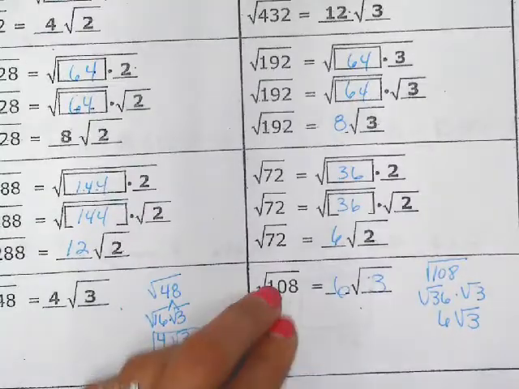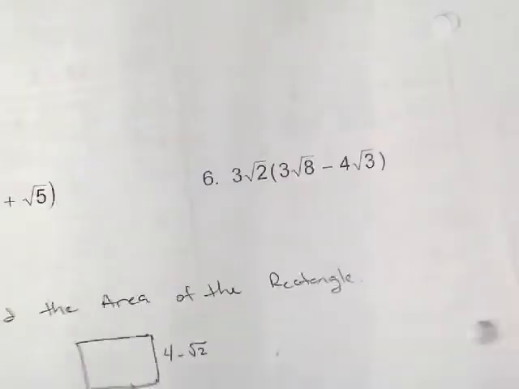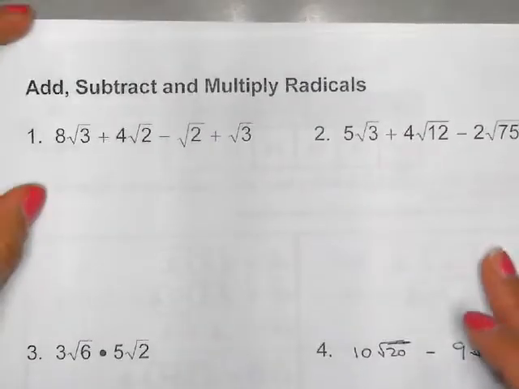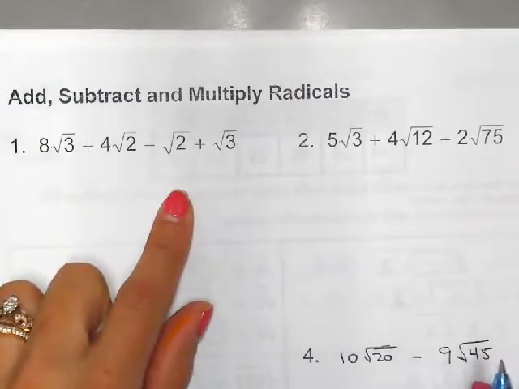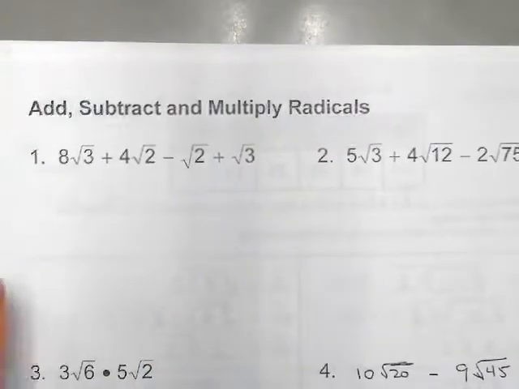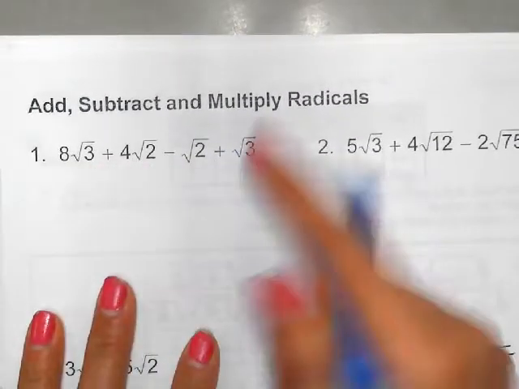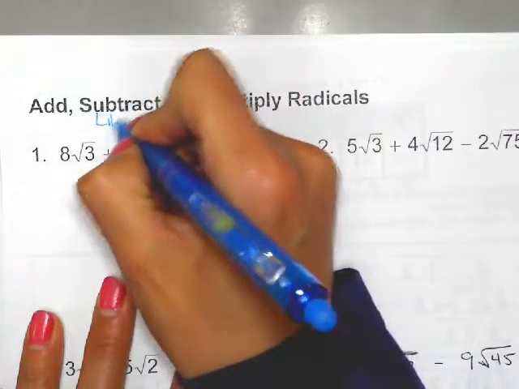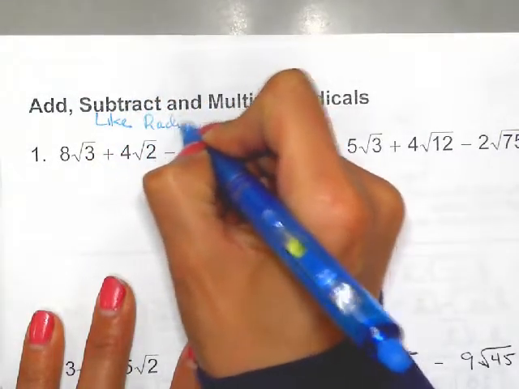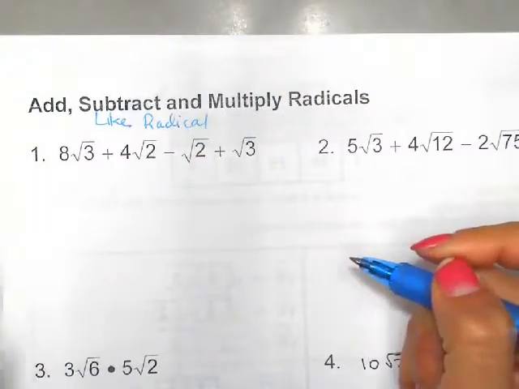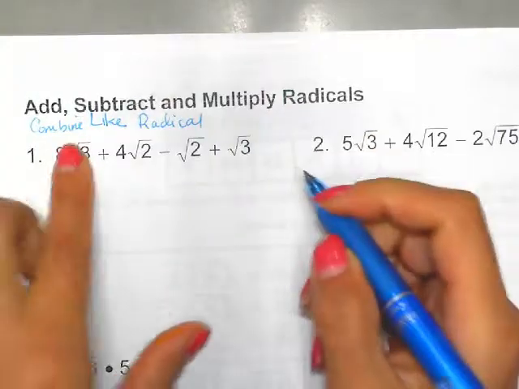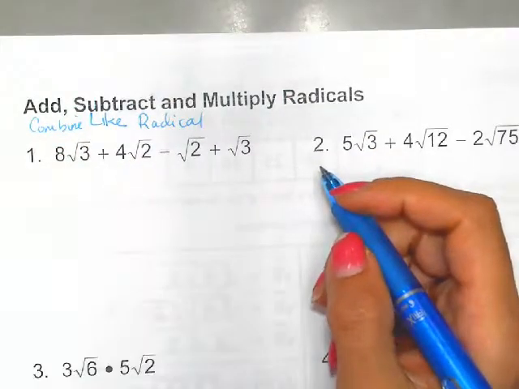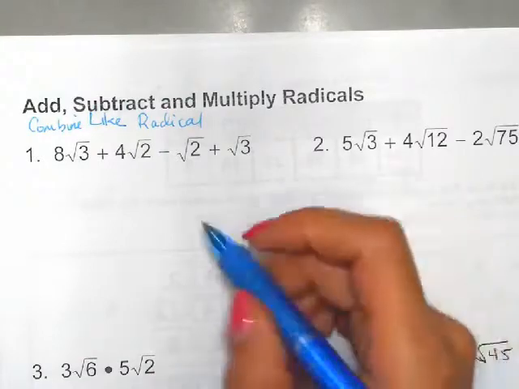Okay, so this is the basic that we need to know in order for us to do the next part. On the backside, 1, 2, and 4 are adding or subtracting radicals. Okay? So we're going to look at the radical. If they are like radicals, then they can combine. So remember when we do combining like terms, this is going to be combining like radicals, meaning they have to have the same number under the square root in order to combine the number in front of it.